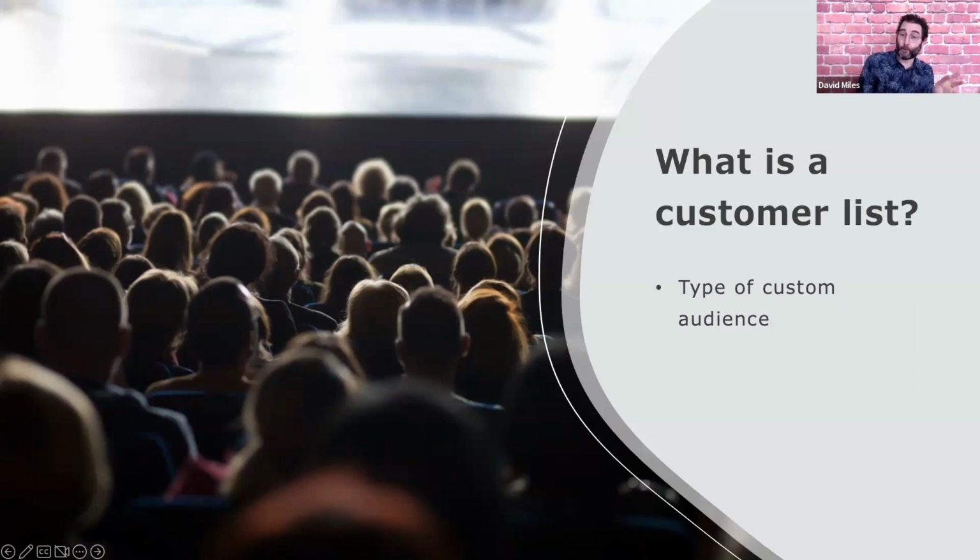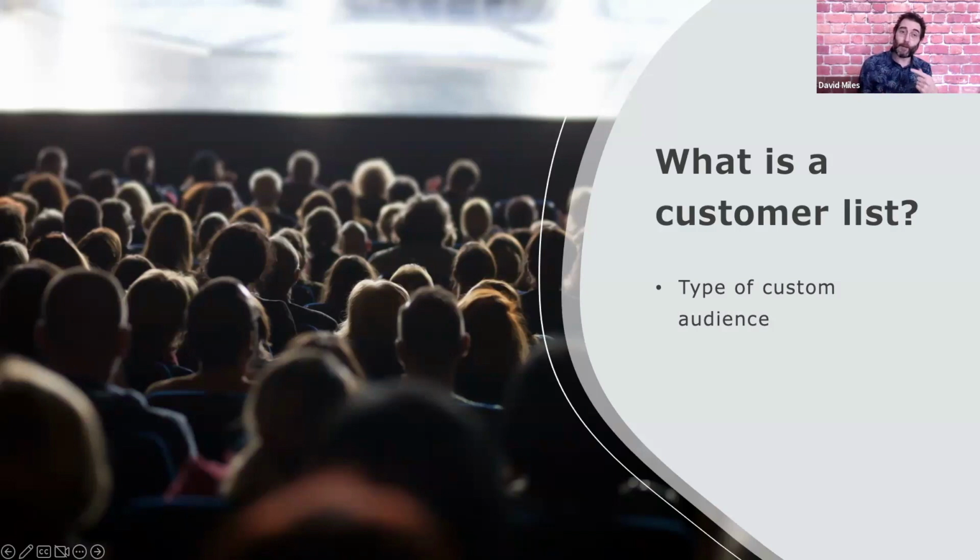Now, when we talk about custom audiences, we're talking about showing ads to an audience that's based on how they've interacted with your business or with your Facebook advertising account. For example, you could show adverts on Facebook only to people who've watched one of your videos on Facebook in the past. That would be an example of a custom audience. It's an audience based around you and your business. So customer lists are just another type of custom audience.